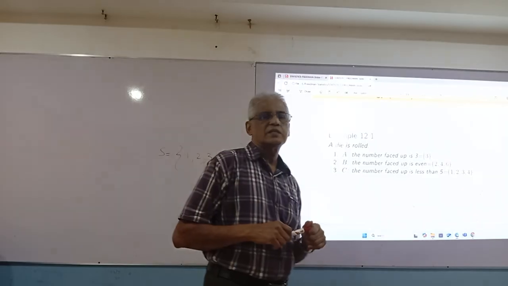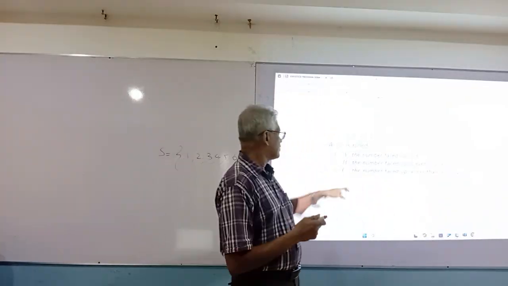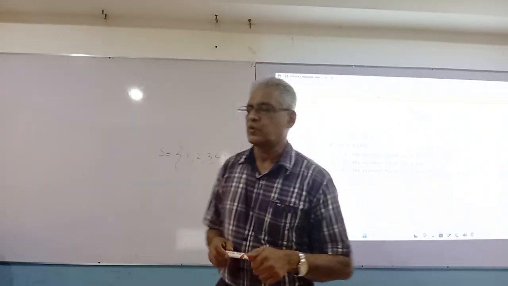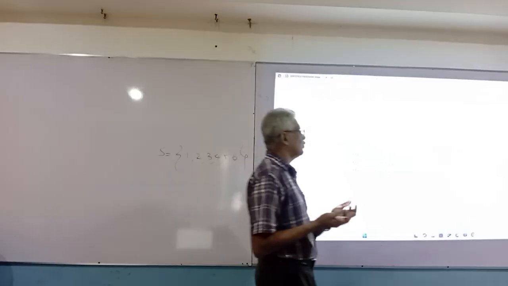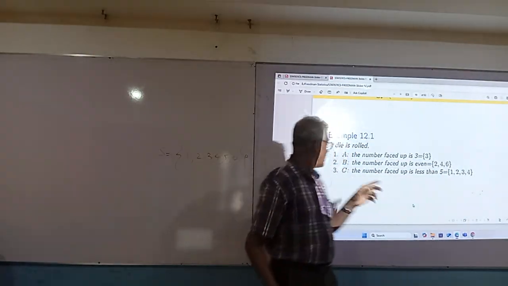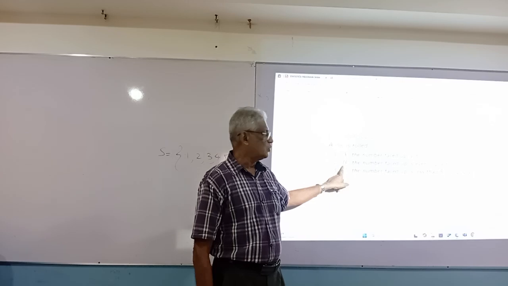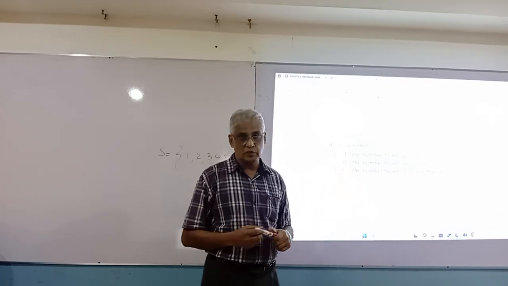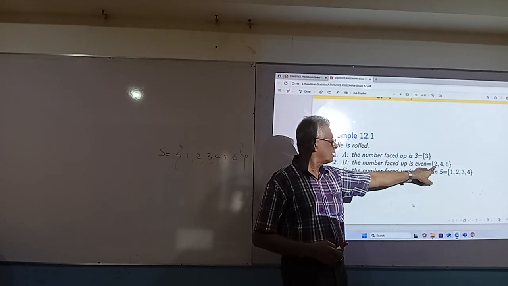So if you look at the event of getting an even number, let's call it B, in that case that is a set again, 2 or 4 or 6. So in a particular experiment, if you get this number, then we say event B has occurred. You don't have to get all 3 numbers to say that event B has occurred. So this is one possibility of event B happening.